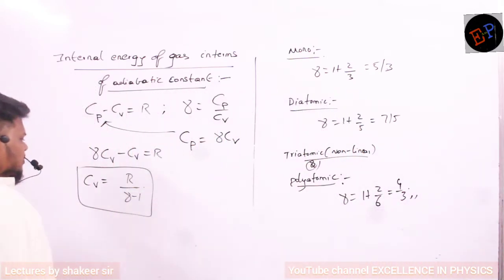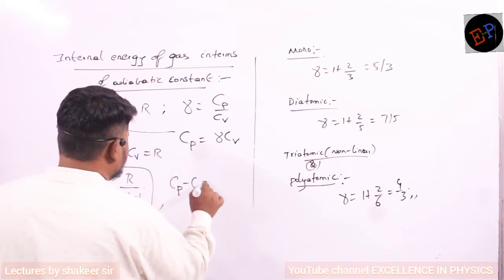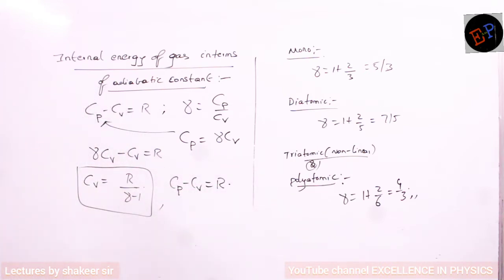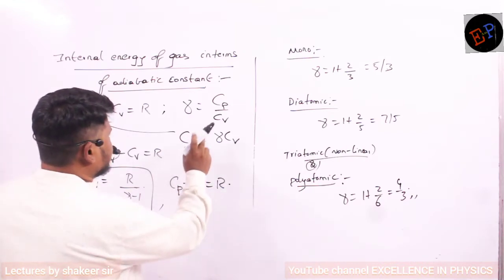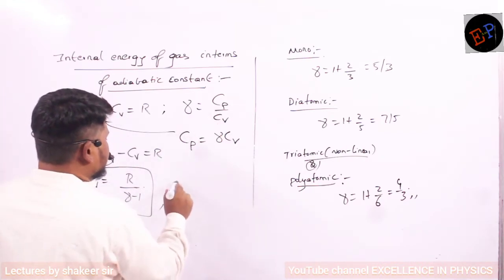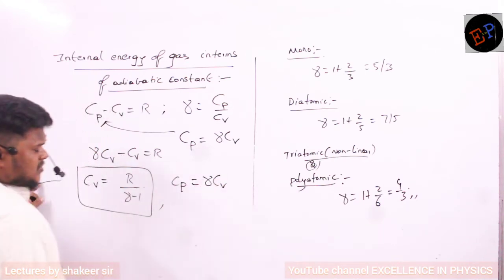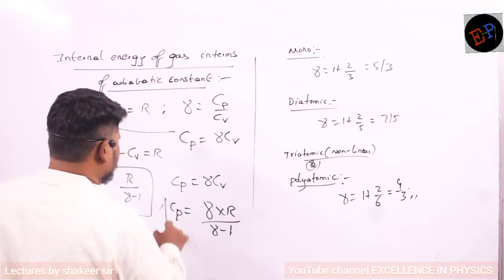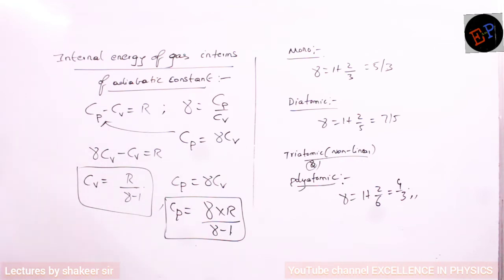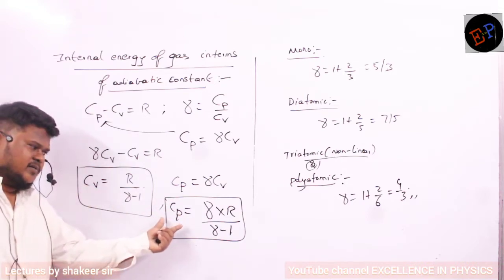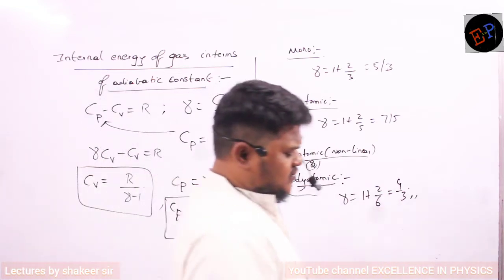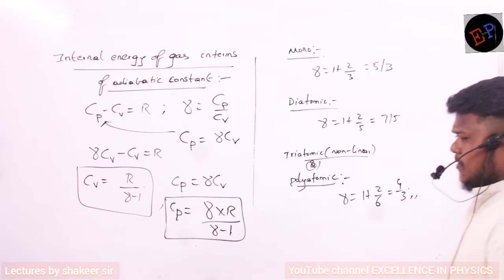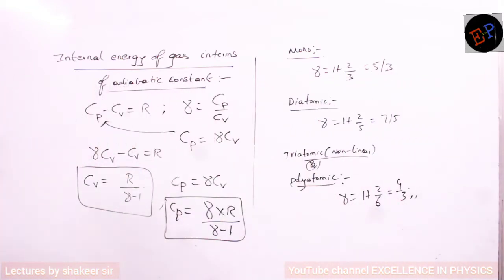Clear? And we know that Cp minus Cv is equal to R. Or you can write Cp is equal to gamma into Cv. So Cp is equal to gamma multiplied by R divided by gamma minus 1. So this is the equation to calculate Cp in terms of the adiabatic constant. So this is the equation for Cv and this is the equation for Cp: R by gamma minus 1, and gamma into R by gamma minus 1 for Cp.